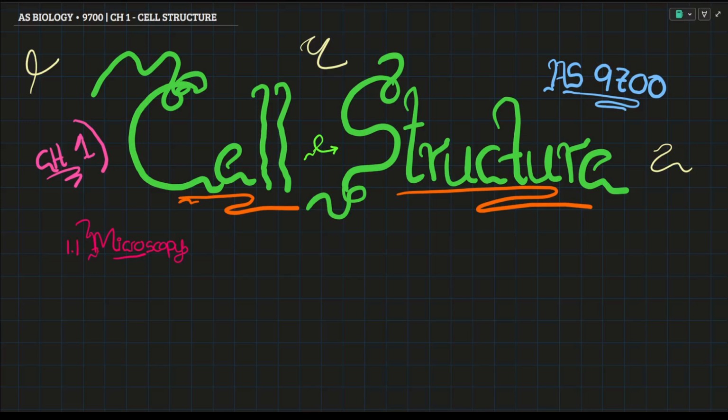Advanced subsidiary levels, your syllabus code would be 9700. We're starting off with chapter 1, which is about cell structure. And under that, 1.1 would be microscopy.